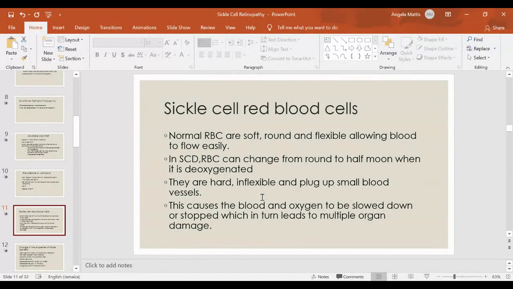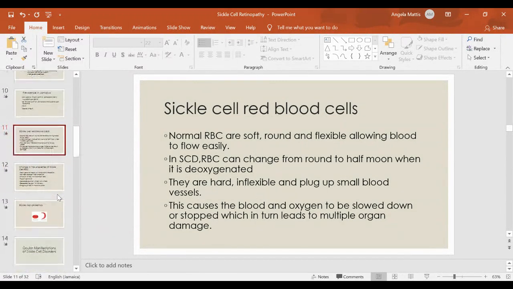So what happens here? It causes the blood and oxygen to be slowed down or stopped, which in turn leads to hypoxia and multiple organ damage. Hence, you have your crises.